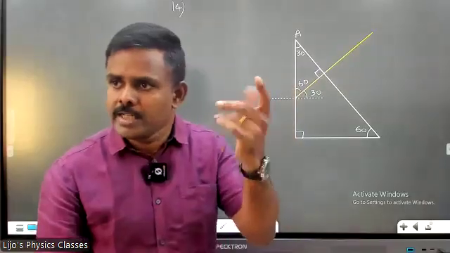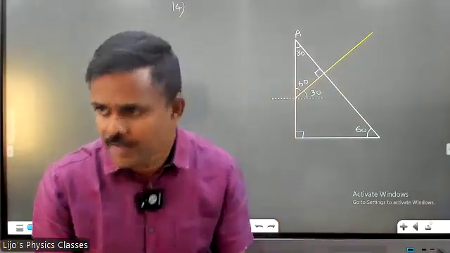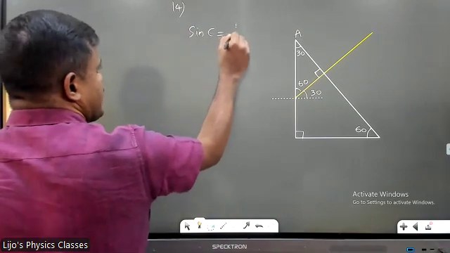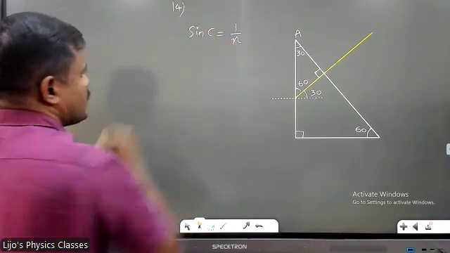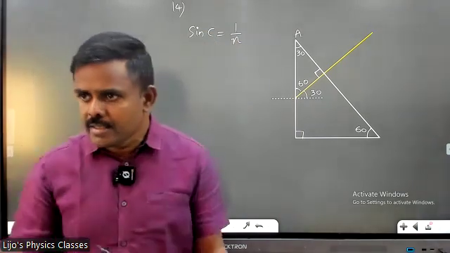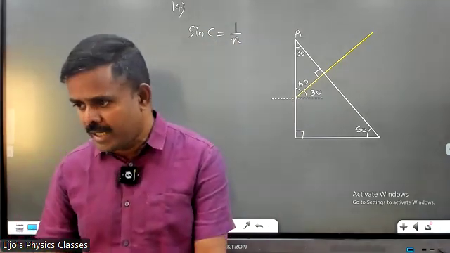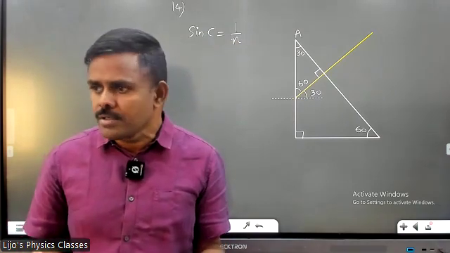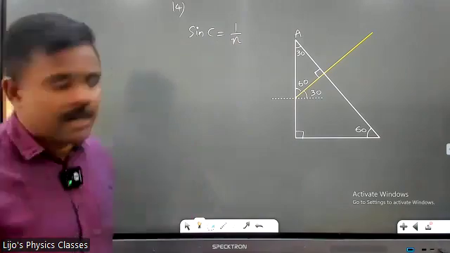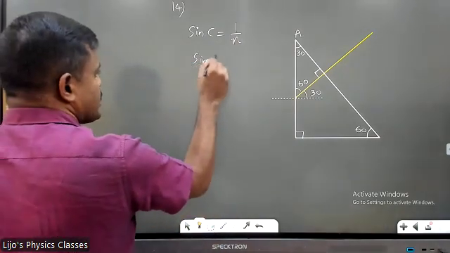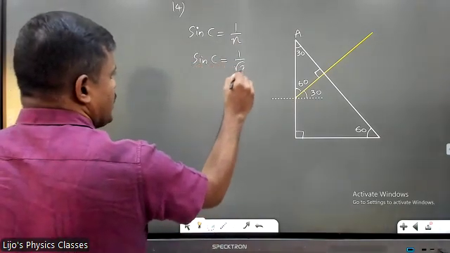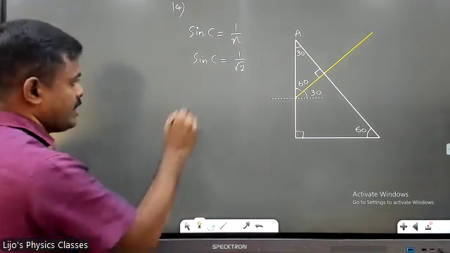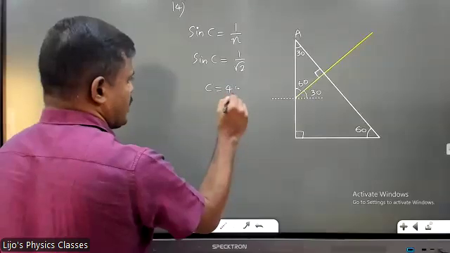Keep that in mind. Let's find the critical angle. How to find the critical angle? Write it. Sin C is equal to 1 by n. The only relation for critical angle is sin C is equal to 1 by n. I just want to check if TIR happens or not. That is my intention. Understood? Sin C is equal to 1 by n, given in the question as root 2. So sin C is 1 by root 2, which is 45 degrees. So C is equal to 45 degrees.